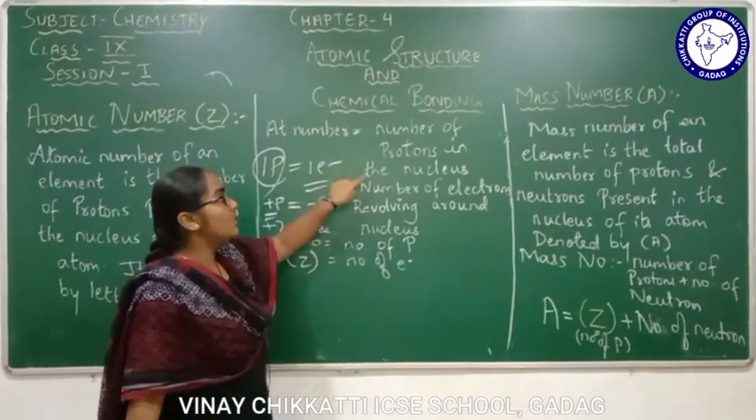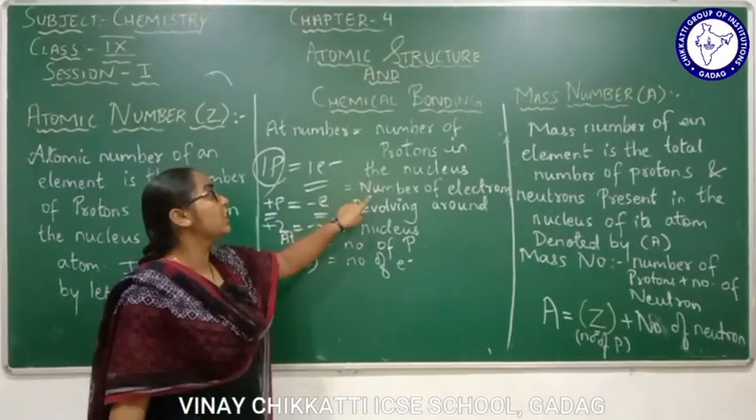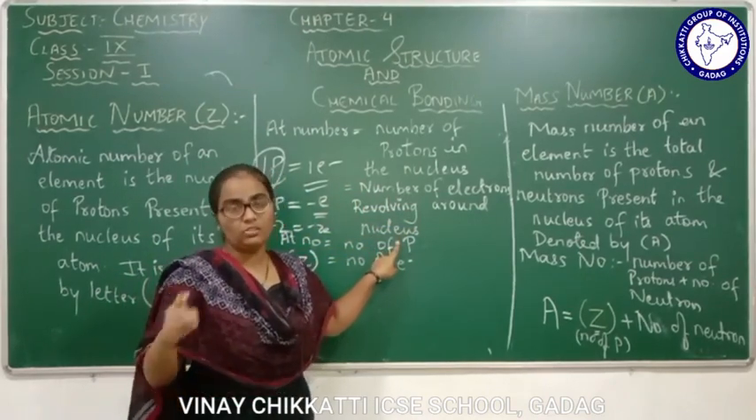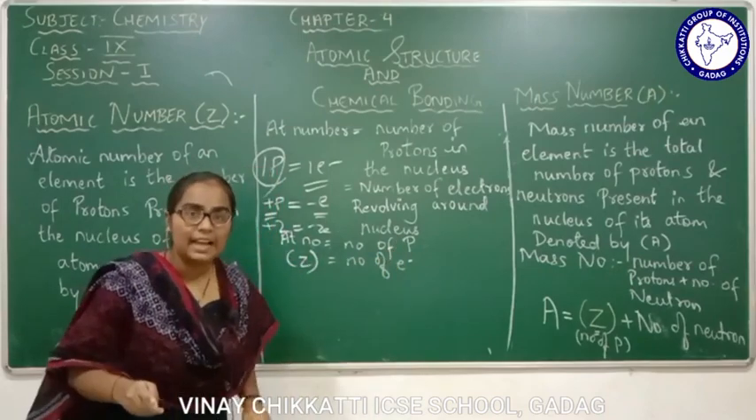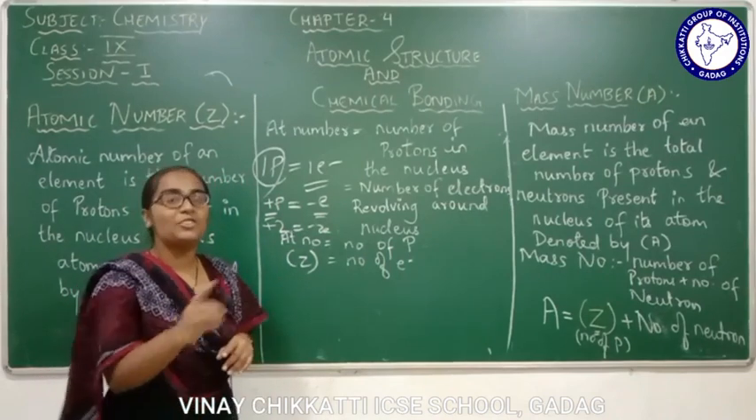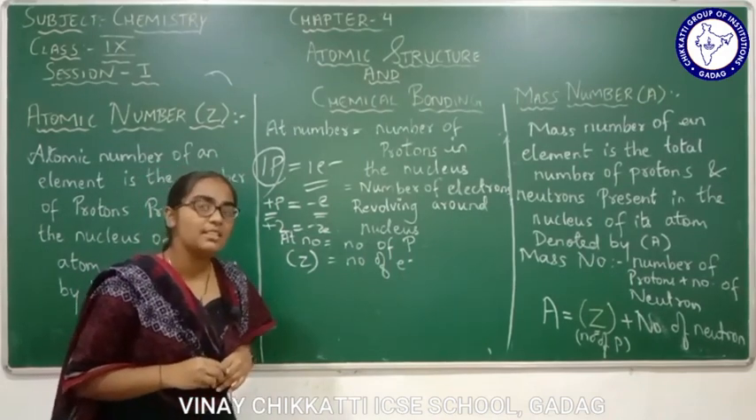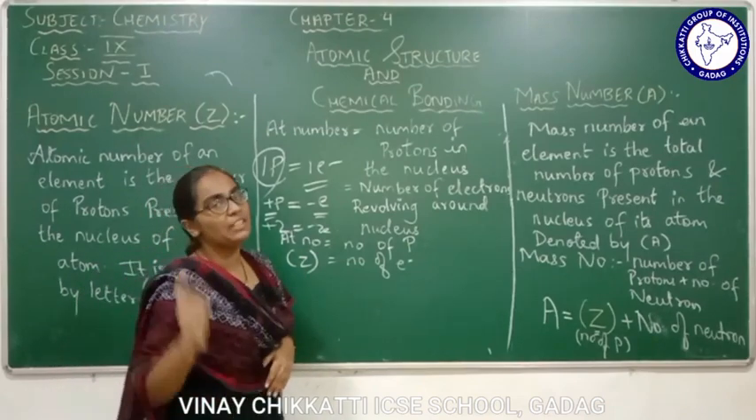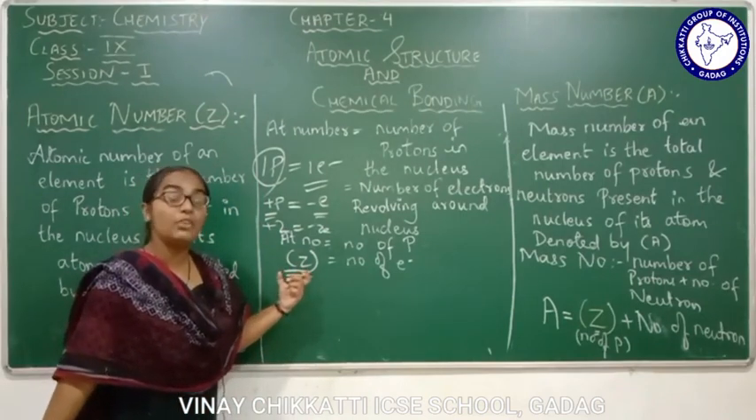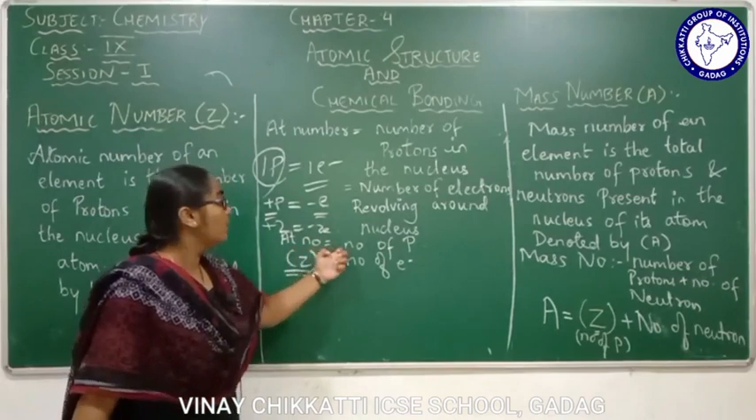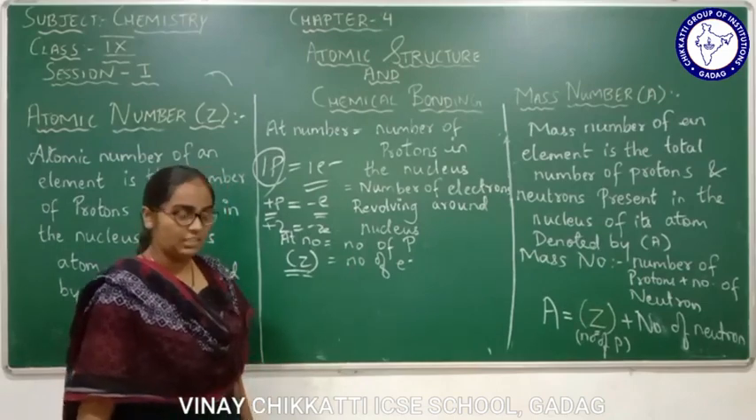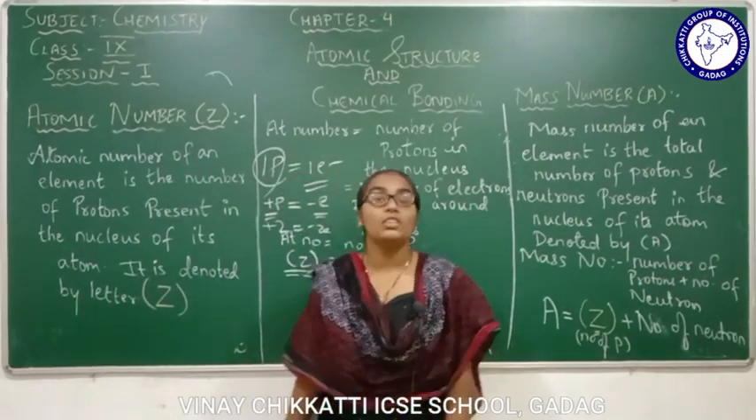So the number of protons in the nucleus is exactly equal to the number of electrons revolving around the nucleus. If anybody asks you what the atomic number is, you should say that it is the number of protons present in the nucleus or the number of electrons around the nucleus, meaning the number of protons equals the number of electrons. The symbol for atomic number is Z. It's nothing but the number of protons inside the nucleus or the number of electrons revolving around the nucleus. That was all about the atomic number. What is atomic number?